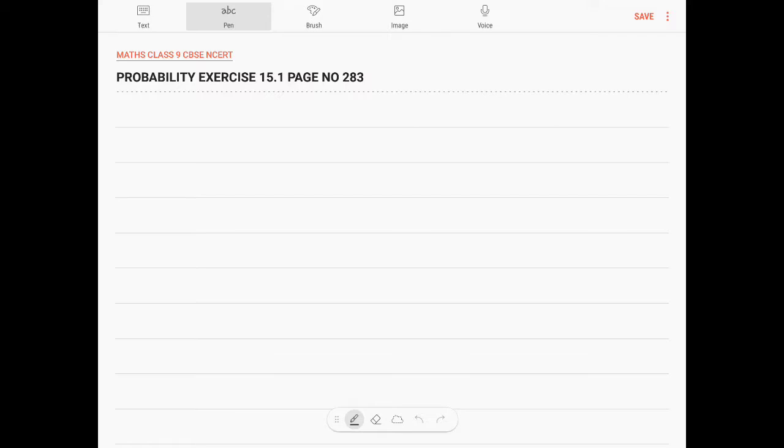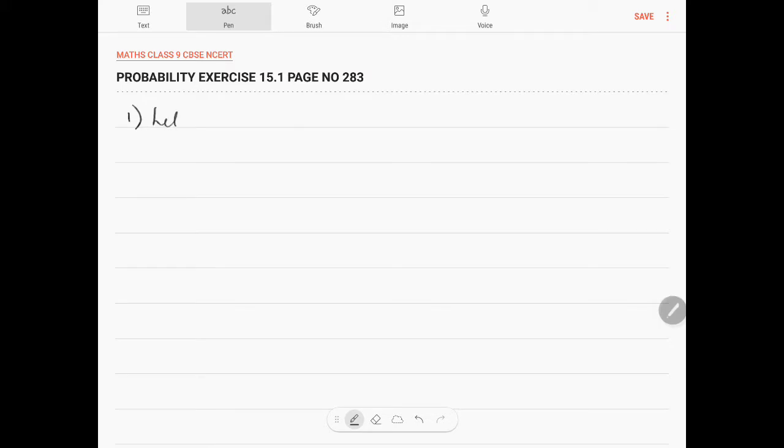Exercise 15.1, page 283. Problem number 1. In a cricket match, a batswoman hits a boundary 6 times out of 30 balls she plays. Find the probability that she did not hit a boundary.